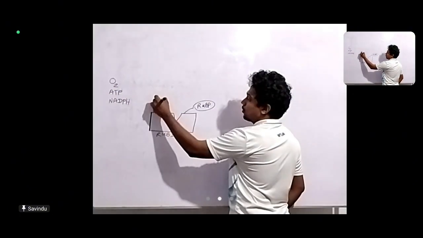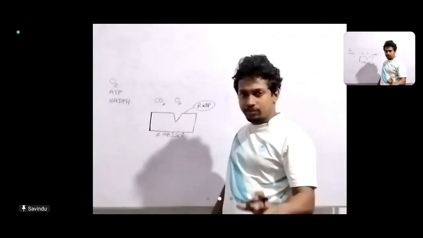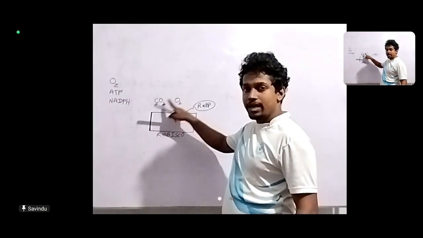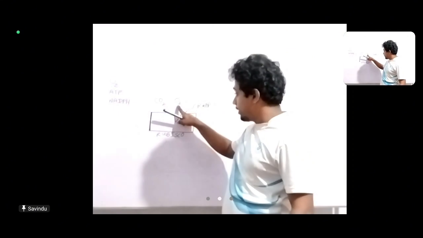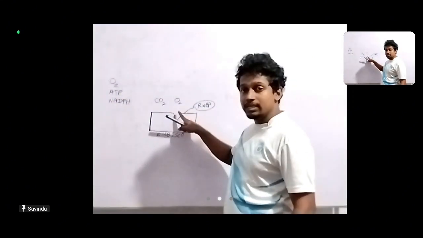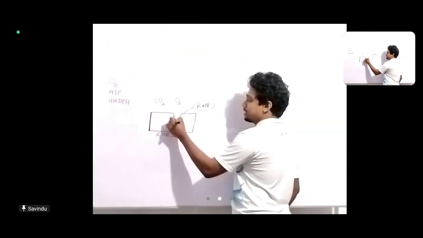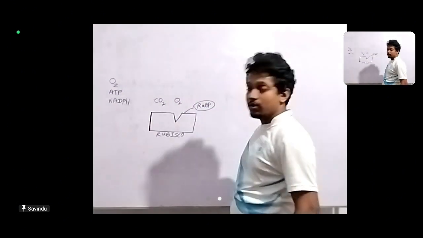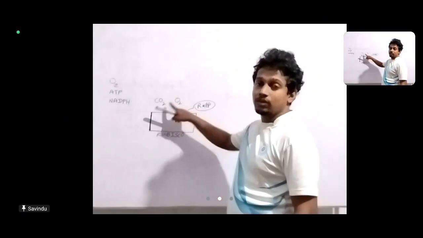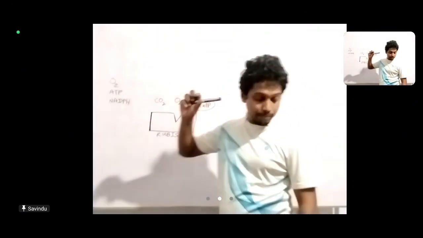What do carbon dioxide and oxygen do? Remember this for an MCQ. Both carbon dioxide and oxygen fight for the same reaction site of Rubisco. So what happens? Carbon dioxide and oxygen are competitive inhibitors of each other.